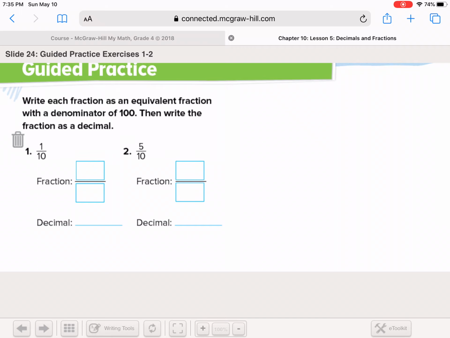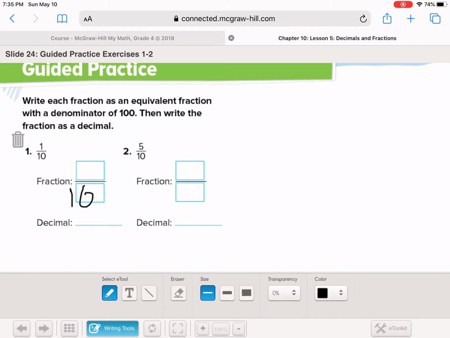Okay. Write each fraction as an equivalent fraction with a denominator of 100. So they're already telling you what they want as your denominator. So they want 100. What do I have to do to my 1 in order to make it equal? I can't say 1 out of 100 because it's 1/10. So I have to say 10 out of 100. Same thing with this 5. It's not 5 out of 100, it's 50.